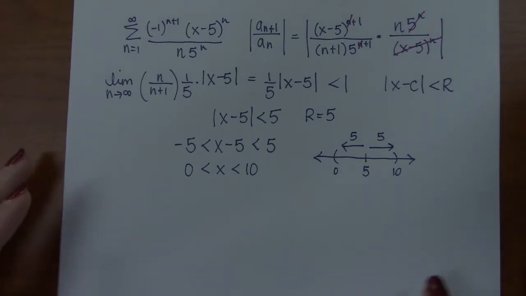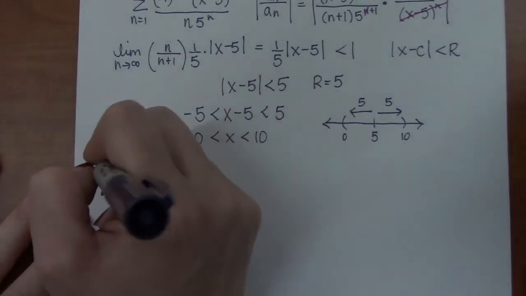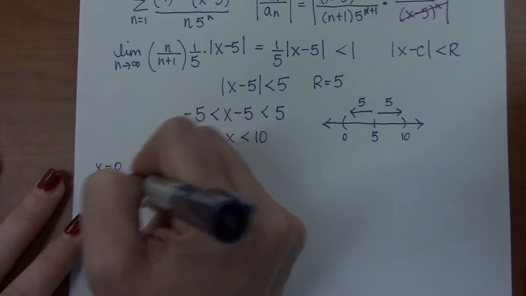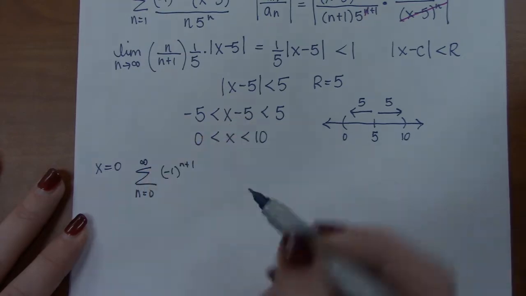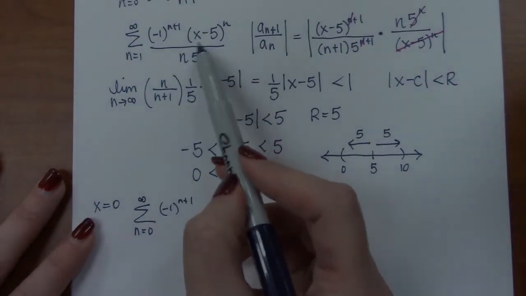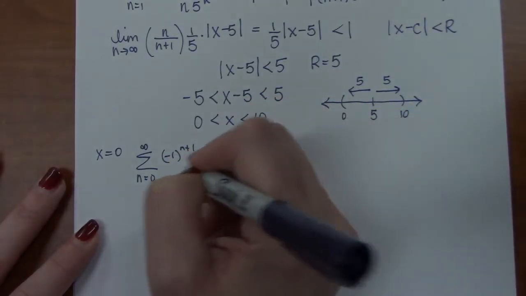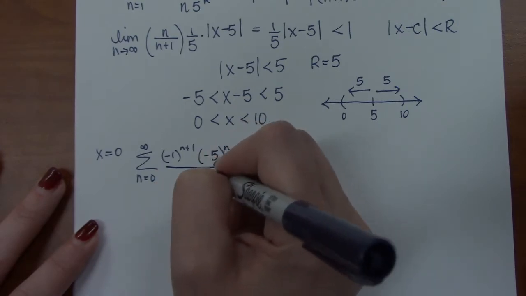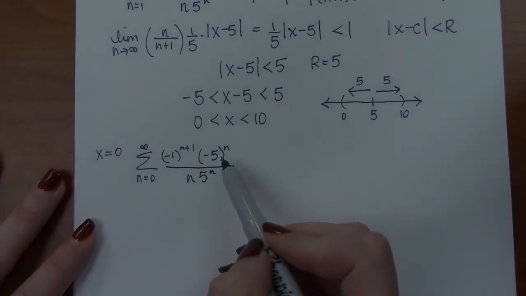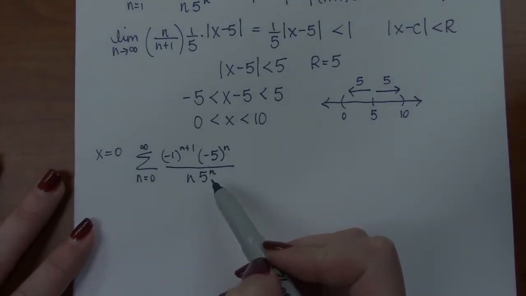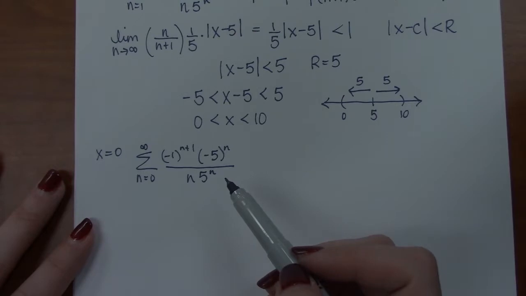So in order to find the actual interval of convergence, now I need to test these endpoints in the original series. So let's look at x equals 0. When x equals 0, the series is (-1)^(n+1), and when you plug 0 into x minus 5, you get (-5)^n over n times 5^n. So this (-5)^n over 5^n could really be written as (-5/5)^n. Well, -5 over 5 is just -1.